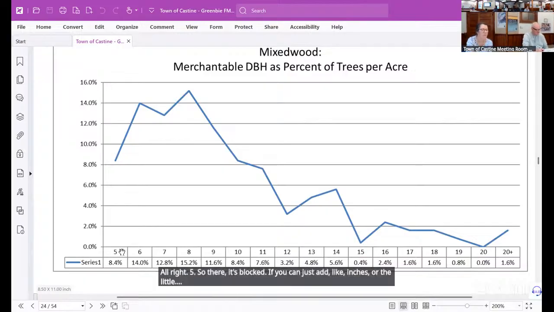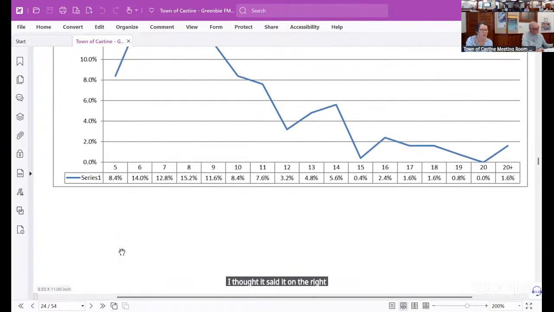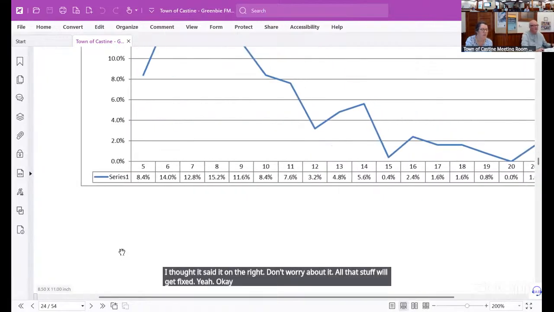Oh, I thought it said it on the right, don't worry about it, all that stuff will get fixed. Yeah. But okay. That's right. All right, we'll get there.